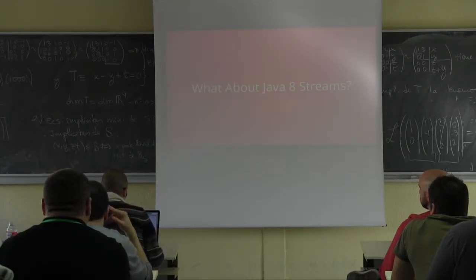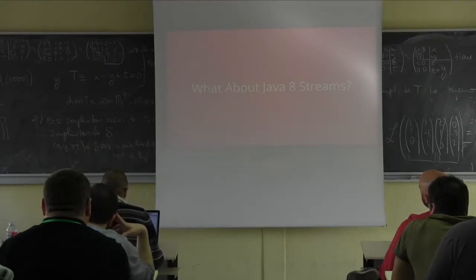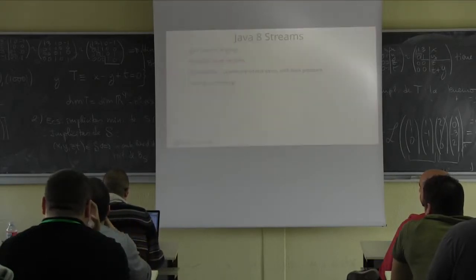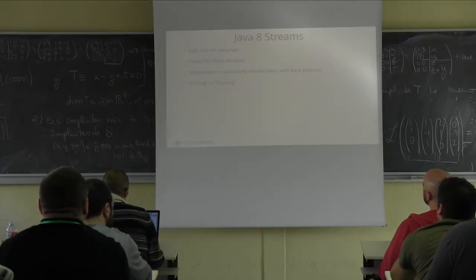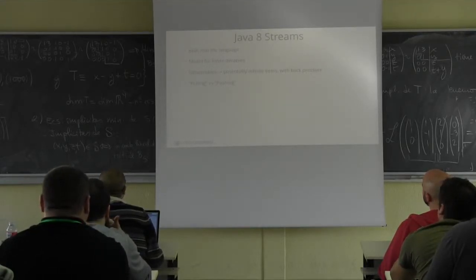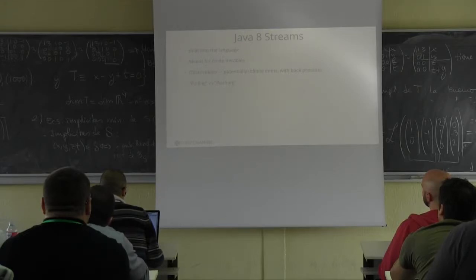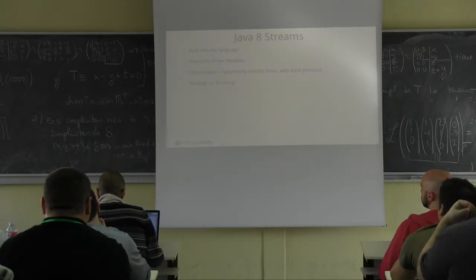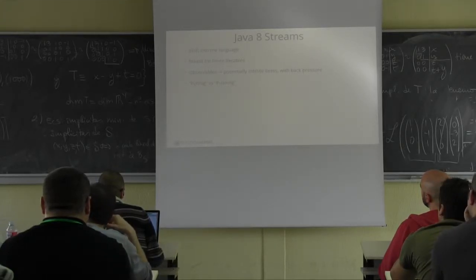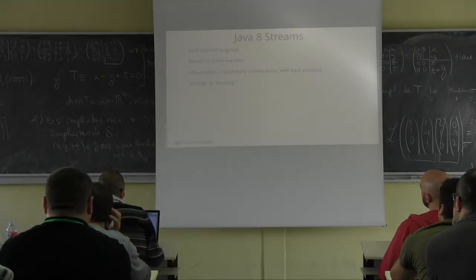What about Java 8 streams? I don't know if anyone's thought about that. Why didn't you mention that earlier? It's very interesting. Java 8 streams are built into the language, right? But they're meant for finite collections. The observable is sort of inverted, where it's a little bit hard to describe the difference, but the observable deals with potentially infinite data. Java 8 streams are designed to help you deal with your normal finite iterables.